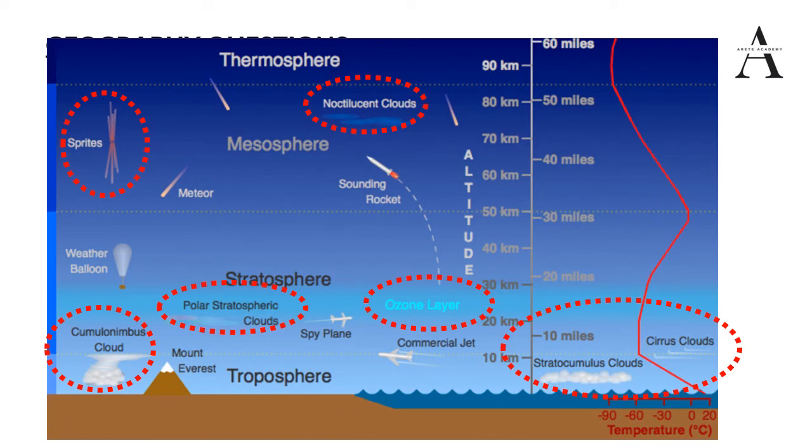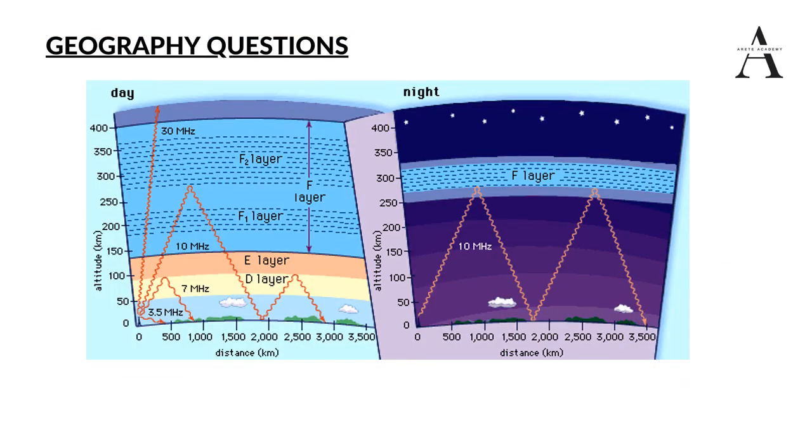Next, now we will discuss the ionosphere. The ionosphere is the layer which helps in radio transmission; in fact, the radio waves transmitted from the earth are reflected back to the earth by this layer.